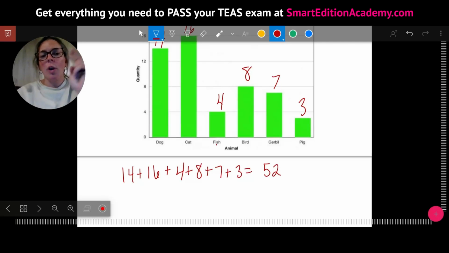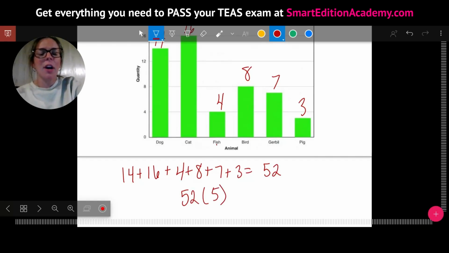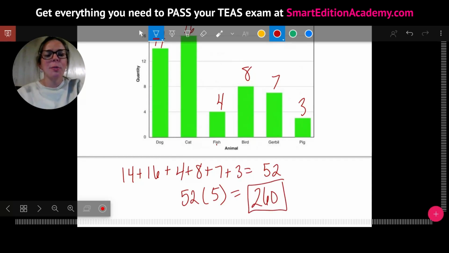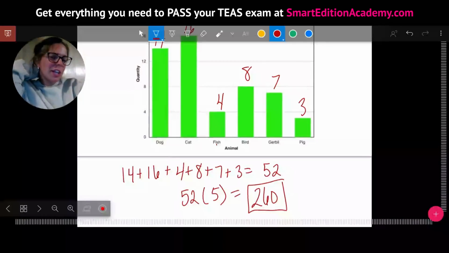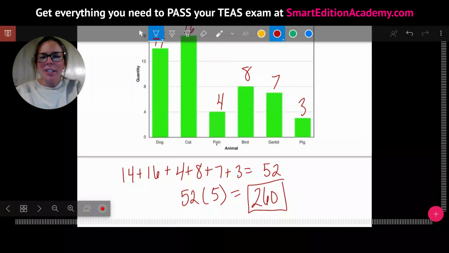So that's the quantity that they gave us, 52, but they're telling us that each one of those little data points is actually representative of 5 students. So we're just going to multiply 52 times 5. And that gives me 260 as the total amount of students that were surveyed. Okay, so this is just another type of question that they could ask you to see if you understand how these graphs work.